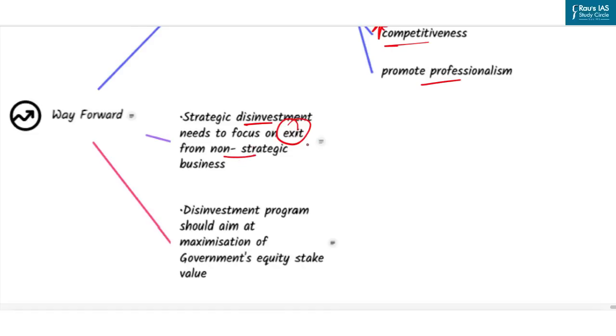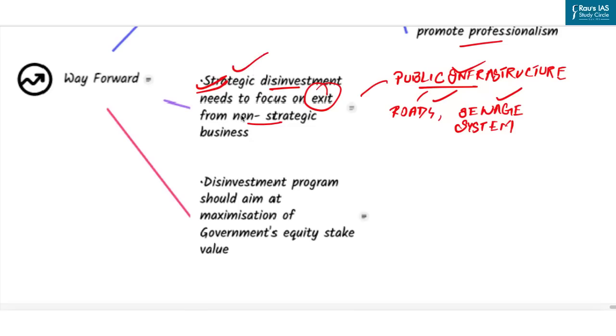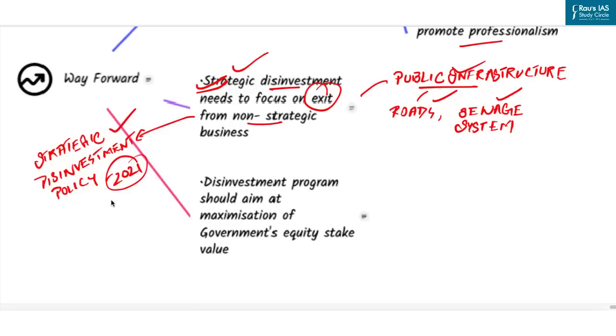Because this would unlock capital for use elsewhere, especially in public infrastructure like roads, power transmission lines, sewage systems, irrigation systems, railways and urban infrastructure, etc. So this will lead to the creation of fiscal space and improve the efficient allocation of public resources. And to maintain this, the Government of India had introduced a new strategic disinvestment policy in 2021 to maintain a bare minimum presence in strategic sectors like atomic energy, defense, etc. and exit from non-strategic sectors.